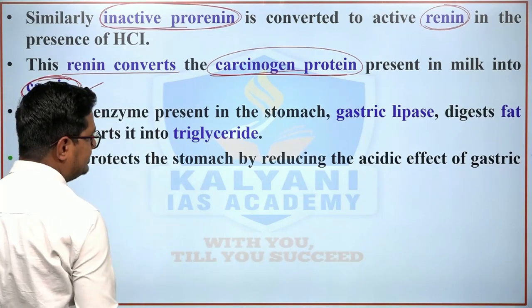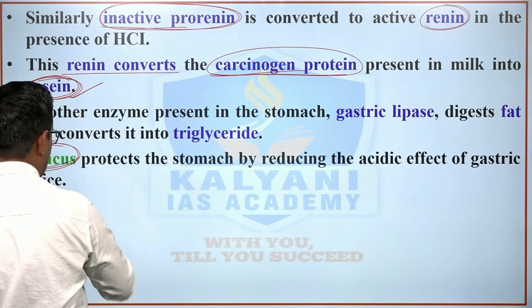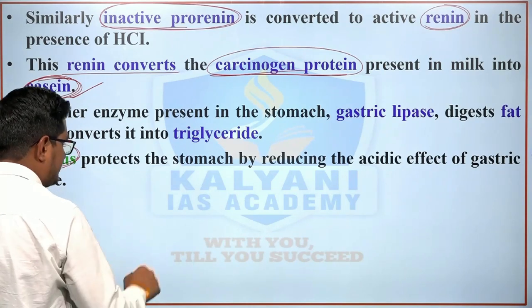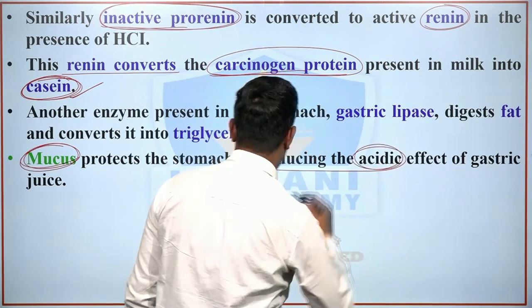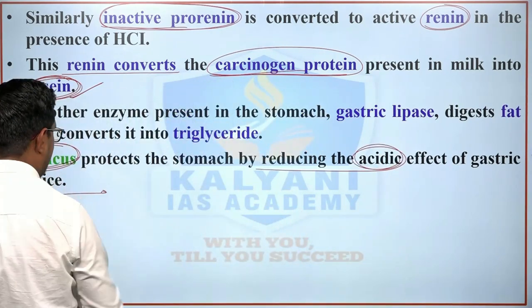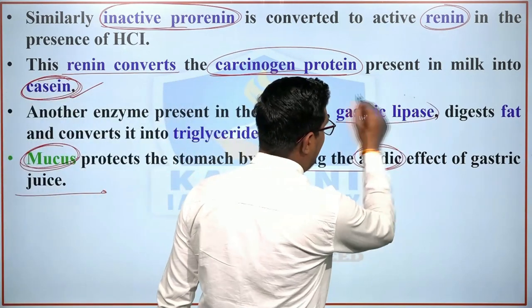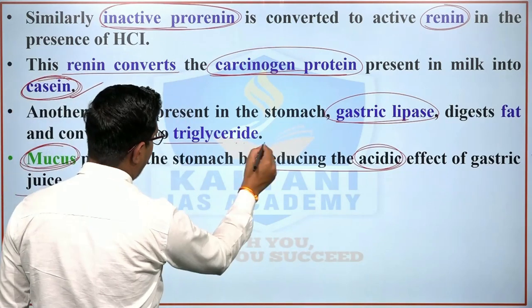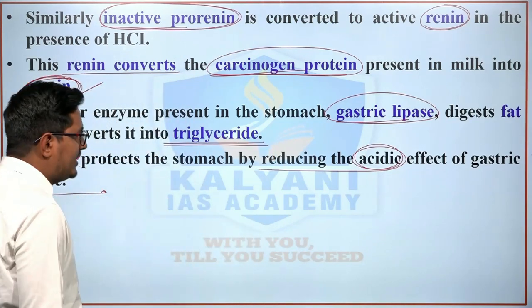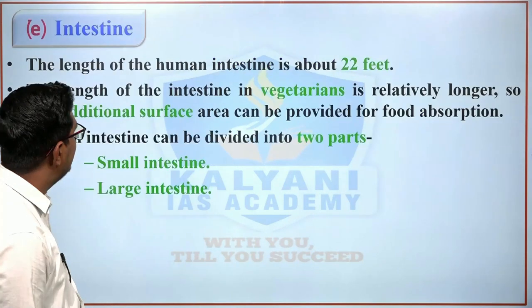अब हम देखते हैं यहाँ पर म्यूकस के, राइट. सो म्यूकस इज आल्सो कंपोनेंट ऑफ गैस्ट्रिक जूस विच प्रोटेक्ट्स द स्टोमक बाय रिड्यूसिंग द एसिडिक इफेक्ट ऑफ द गैस्ट्रिक जूस, राइट. आल्सो अनदर एंजाइम प्रेजेंट इन द स्टोमक गैस्ट्रिक लाइपेज, राइट, जो कि फैट्स को कन्वर्ट करता है ट्राइग्लिसराइड में, क्लियर. सो इन दिस वे दिस इज द प्रोसेस ऑफ डाइजेशन इन स्टोमक, राइट.